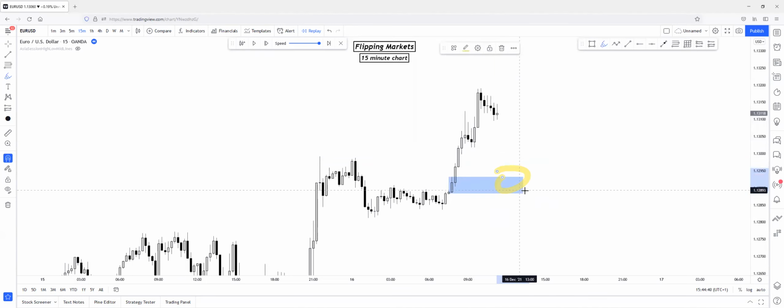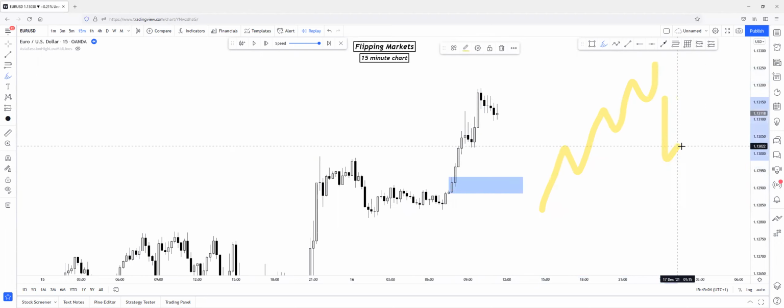And after the tap of this zone, we will wait for a 1-minute change of character inside of this 15-minute POI, this 15-minute demand zone. And after the 15-minute zone tap and the 1-minute change of character, we can hop in a trade, riding the expected order flow, which is bullish. Okay, so as you can see on the 15-minute chart, this looks like just one big leg, and this will look like just one big leg to the downside. But on the 1-minute chart, it will look like structure to the upside and structure to the downside.